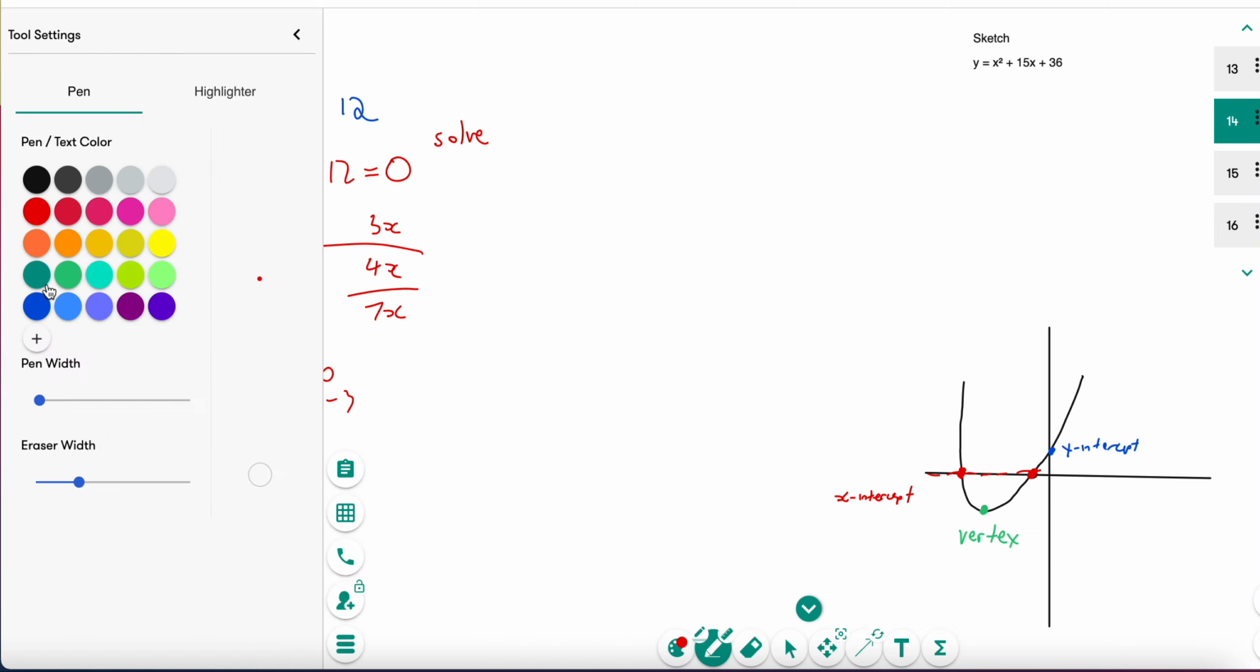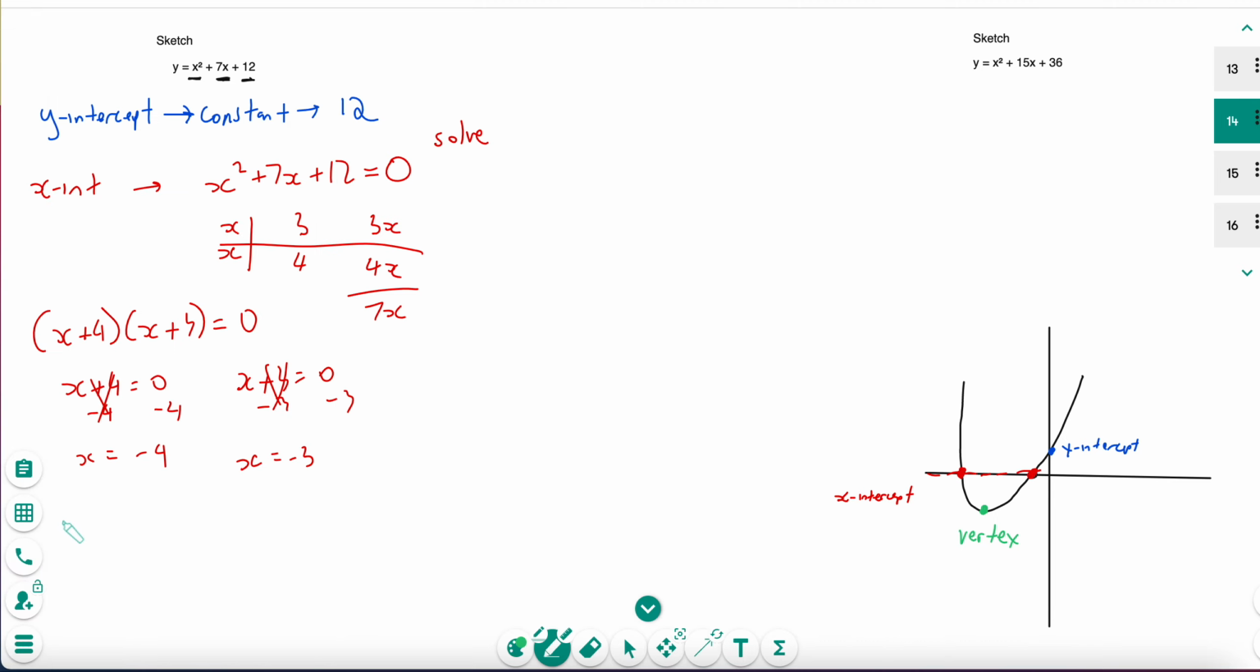The last thing we have to do is find our vertex. To find the vertex, all you're going to do is complete the square, so you have to know how to complete the square. So x squared plus 7x plus 12. You open up a bracket, grab one of these x's, half 7 to make positive 3.5, square it, and bring that 12 down.